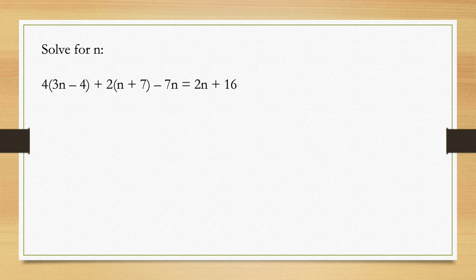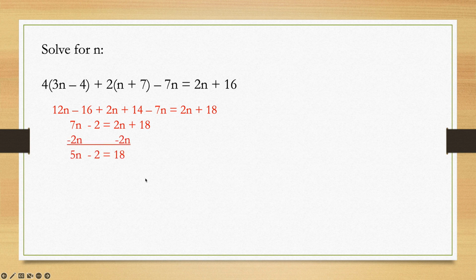Okay, so I'm going to distribute the 4 and the 2. That gives me 12n minus 16 plus 2n plus 14, and then the minus 7n is 2n plus 18. Same side, same operation on the left. Altogether, I have 7n's because 12n plus 2n is 14n, minus 7n's makes 7n's. And then negative 16 and 14 is negative 2. Start with the smallest number of n's. I get 5n minus 2 is 18, adding the 2, 5n is 20, dividing by 5, n is equal to 4.